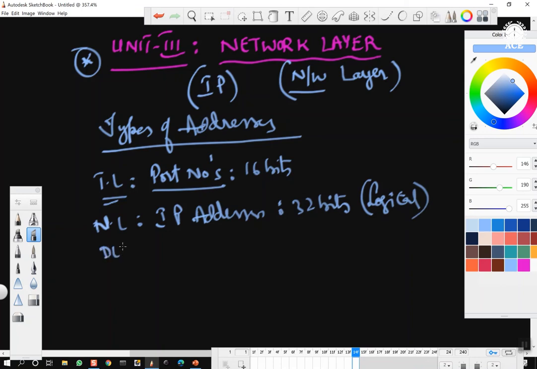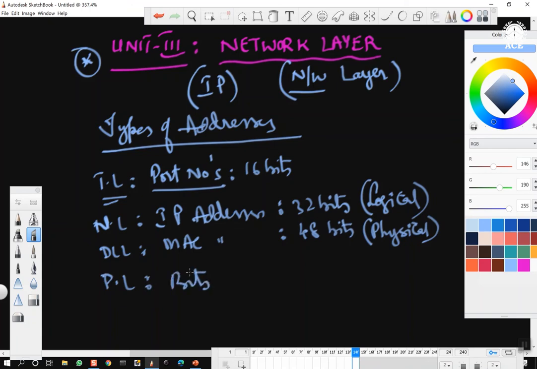Then at the data link layer, we have seen that we use the MAC address. A MAC address is 48 bits. This is the physical address, we said. And at the physical layer, we generally say bits. There are no addresses assigned for bits, simply transmission of bits. So this is the convention.